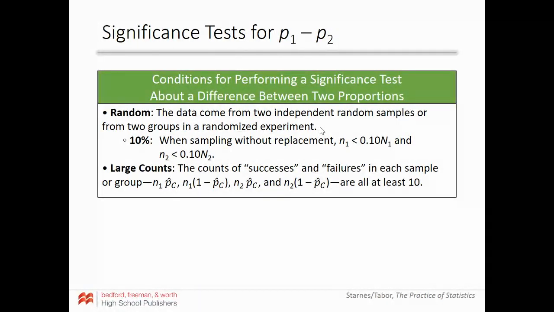And then lastly, our large counts. This is the big difference. When we do our large counts, it's actually N1 times P pooled, or P combined, and same thing for the other three. We're going to check that those are all greater than or equal to 10.